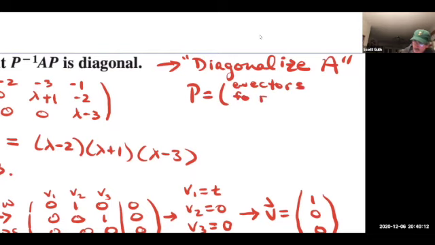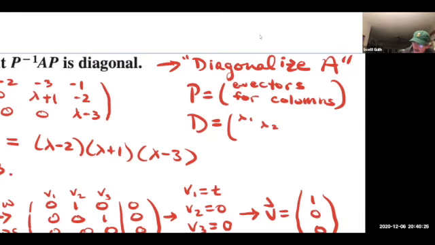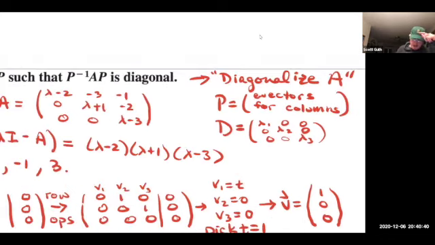Okay, and D is eigenvalues down the main diagonal, like this, with zeros everywhere else. Like that. Okay. So, and then P inverse is P inverse.